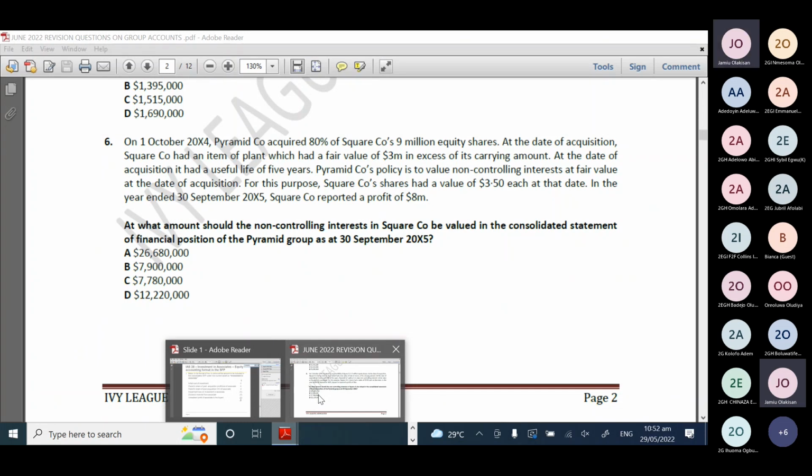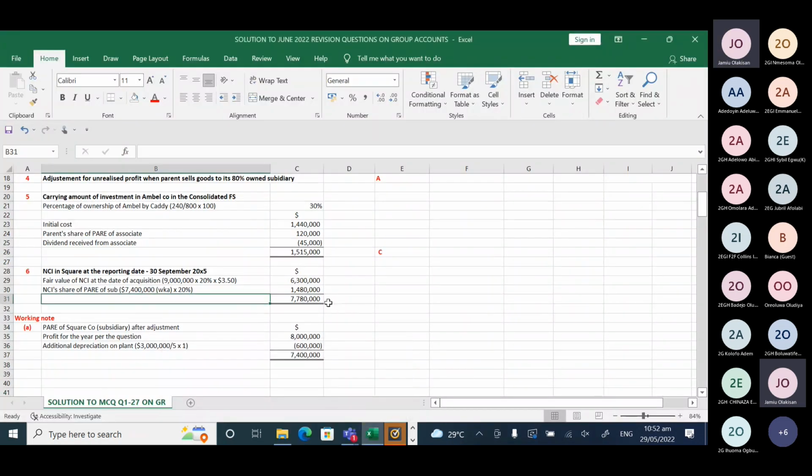Did you not see it? What we did there? The correct answer is C, 7780. Can you see 7780 here? The correct answer is C.